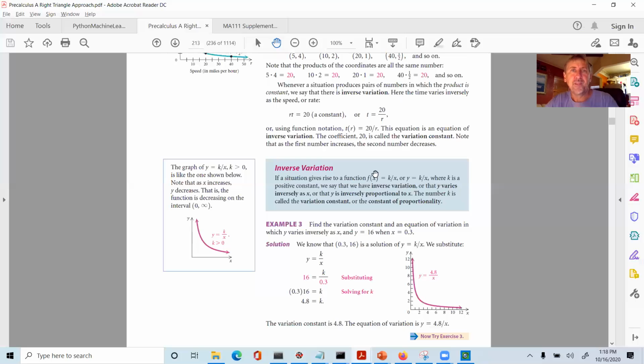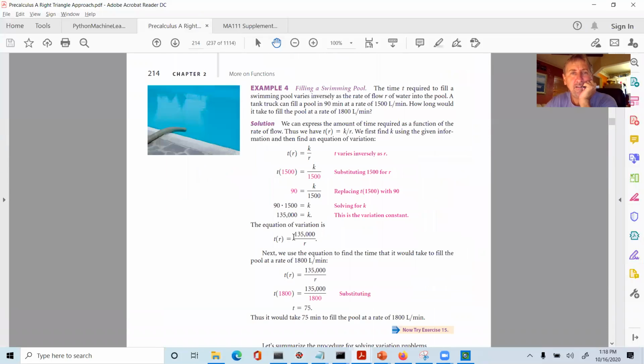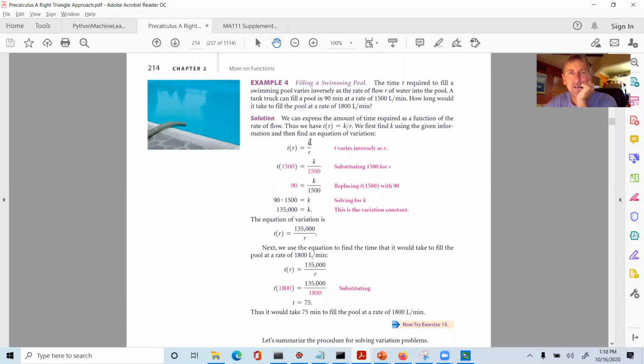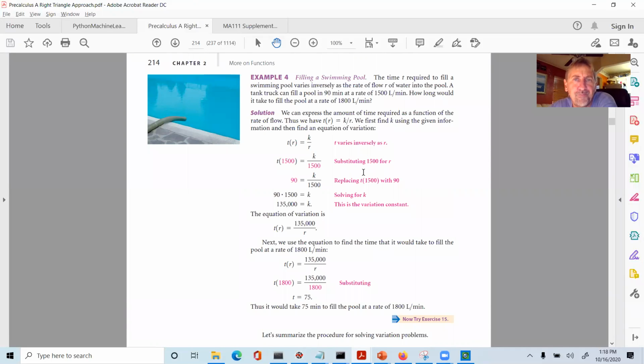All right, and then, here we got a swimming pool example. The time required, well, so let's just do that one too. So example 4, page 214.